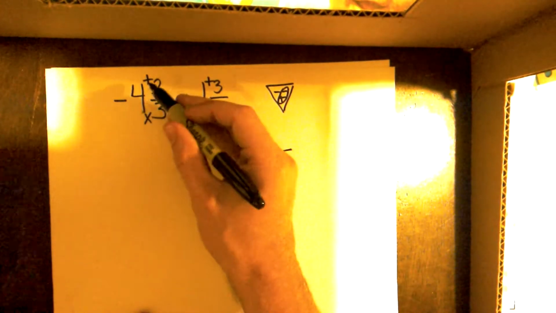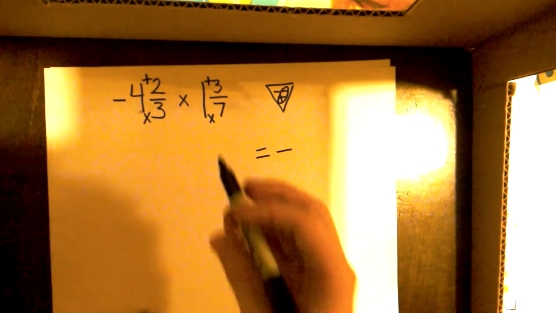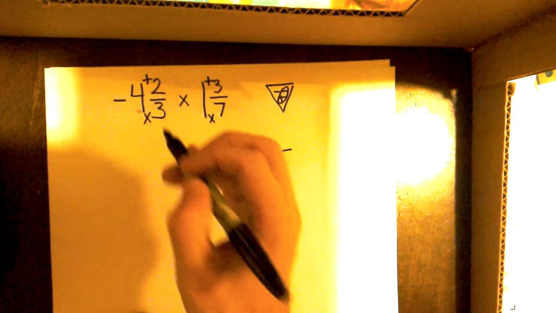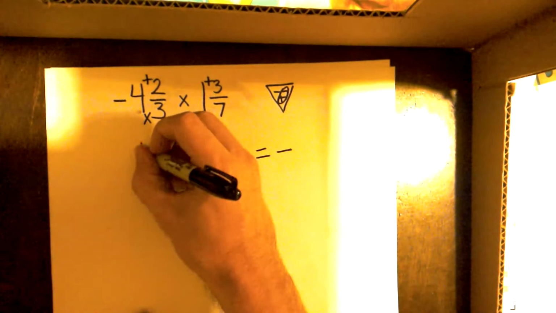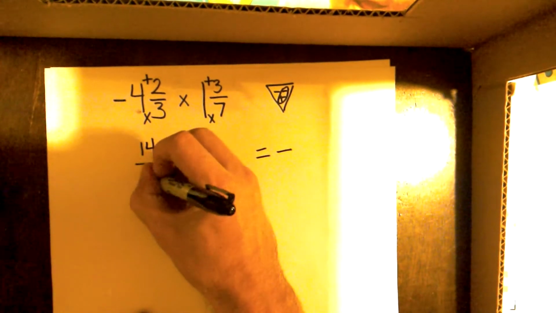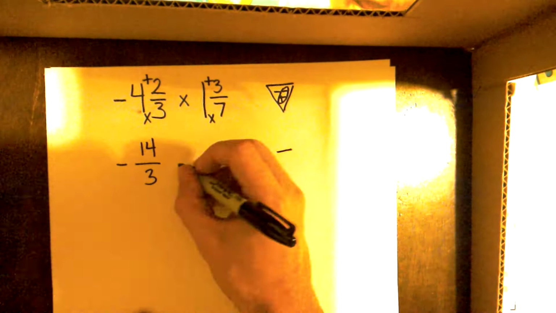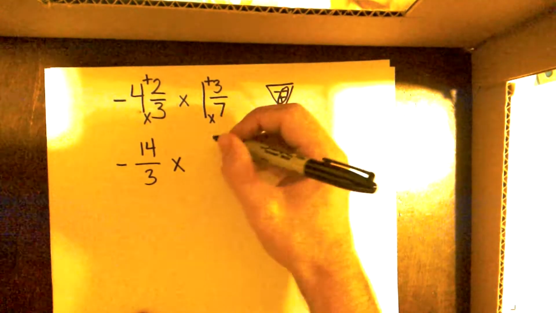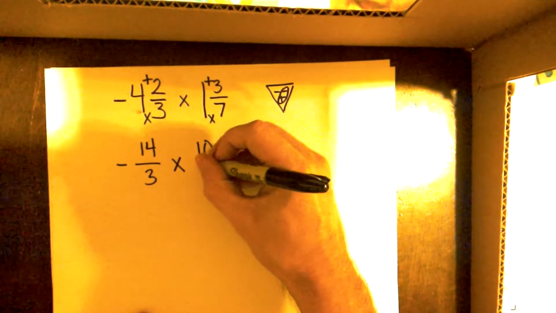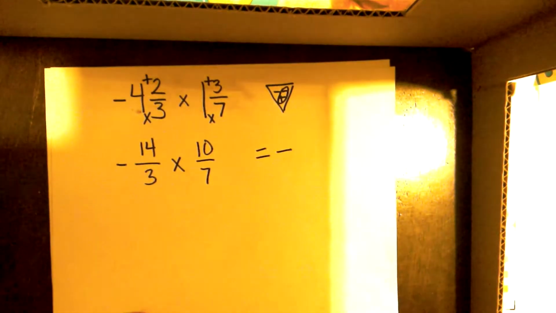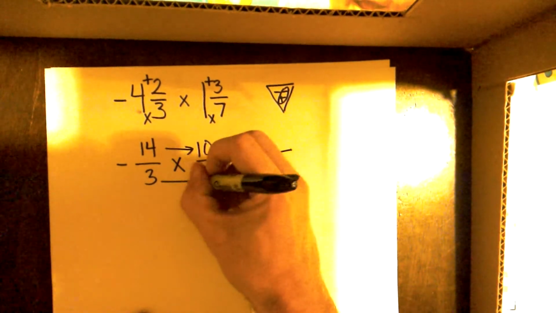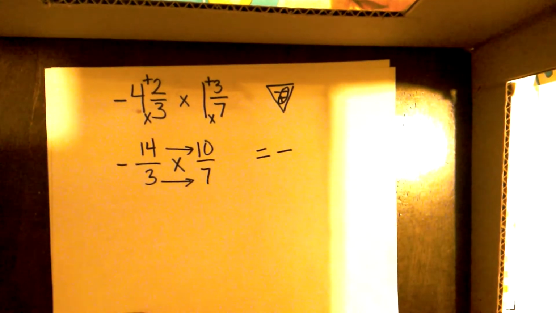We talked about this. 3 times 4 plus 2. Texas method is changing a mixed number into an improper fraction. 3 times 4 is 12 plus 2 is 14 thirds, that's negative, times 7 times 1 is 7, plus 3 is 10 sevenths. Multiply the top times the top, bottom times the bottom, and work it out.